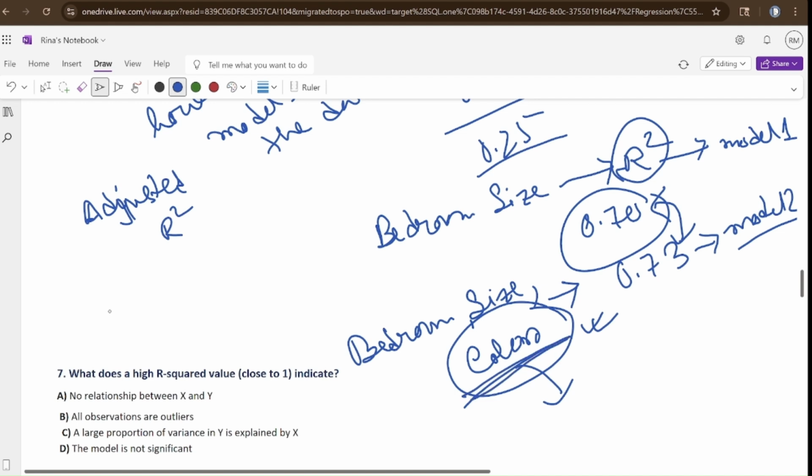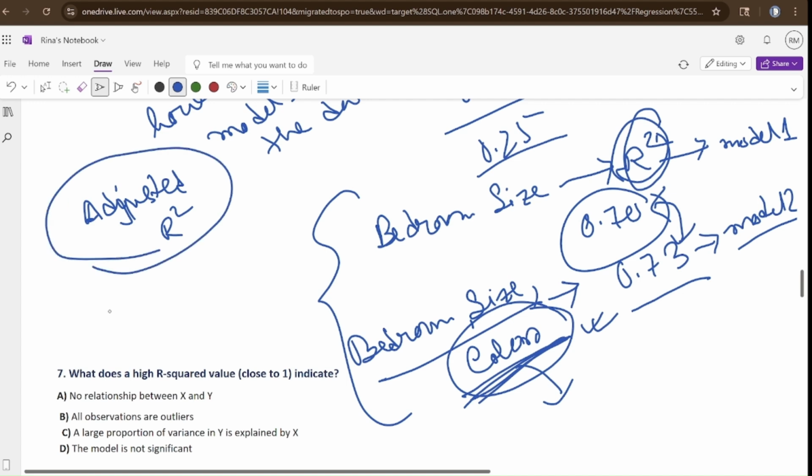Unnecessary, you are creating complexity. So your R square is unable to tell you that. R square always increases whenever you add some variable. It may be important or it may not be so important. Now to solve this problem, one concept came that is called adjusted R square.